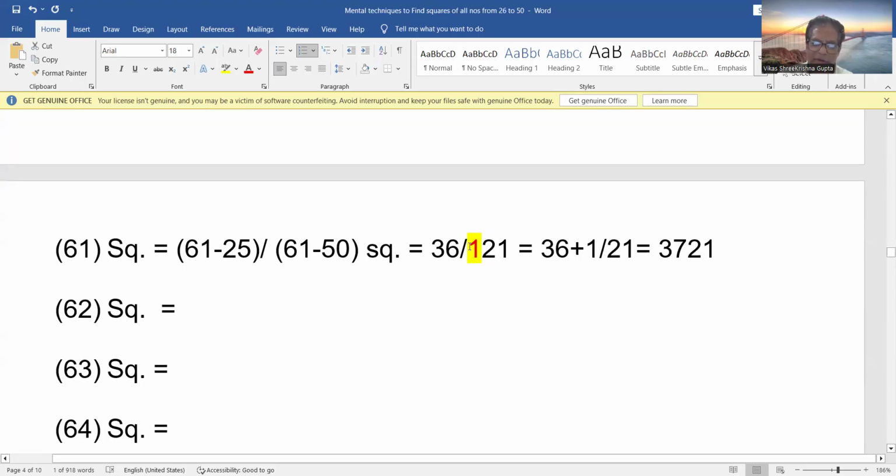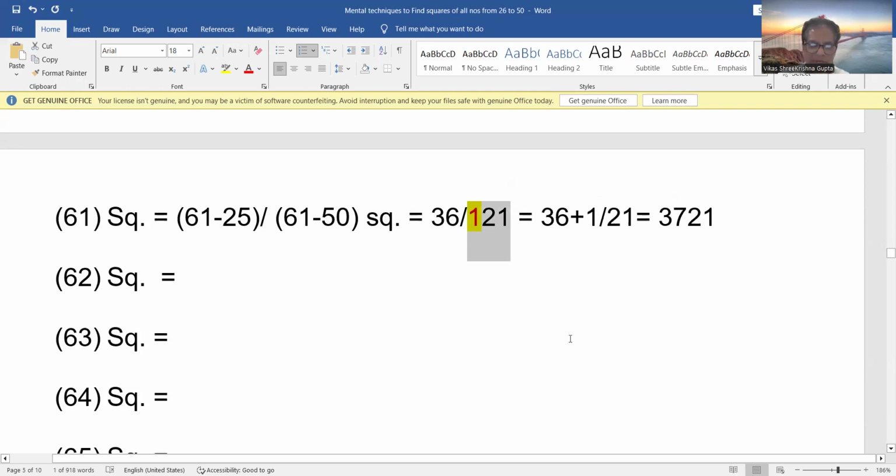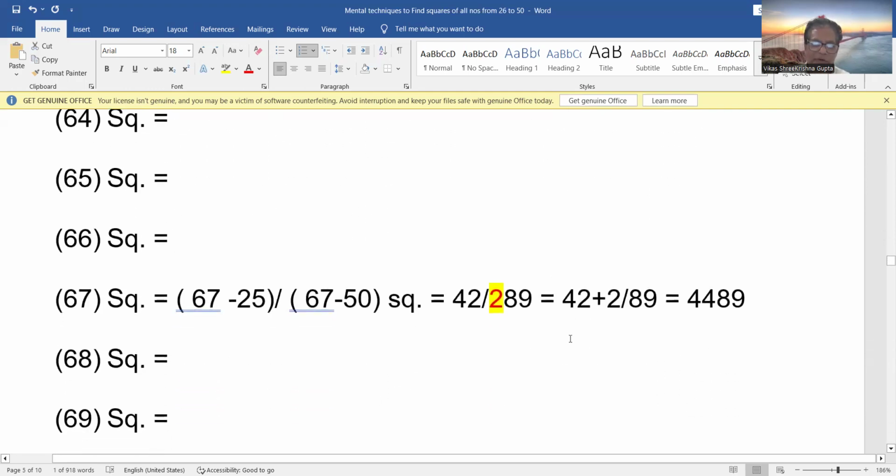61 minus 50, square, is 11 square. 11 square is 121. Now, again, 1 is extra because I require only 2 digits. So 1 is extra. It has to be balanced, so I add 1 to the next number. It has to be carried forward. So 1 plus 36 is 37. And my final answer is 3721. In the same way, you can find all the squares of all these numbers.